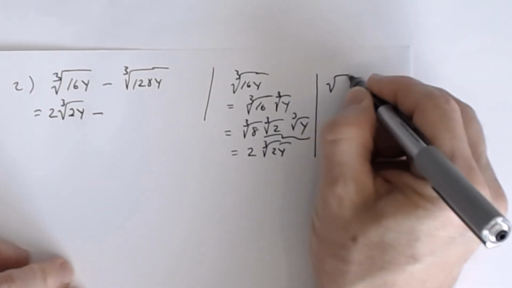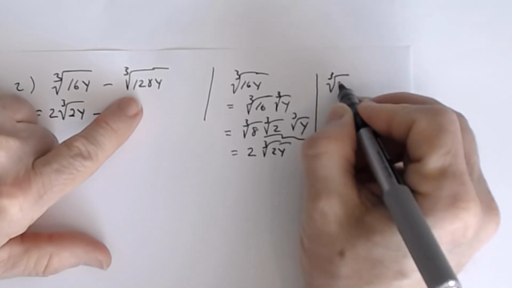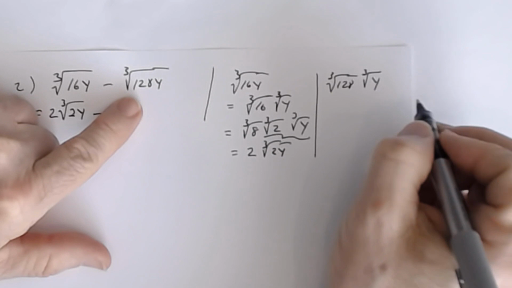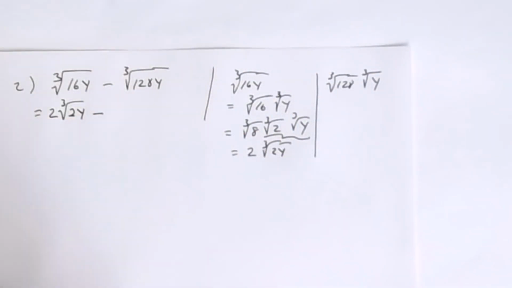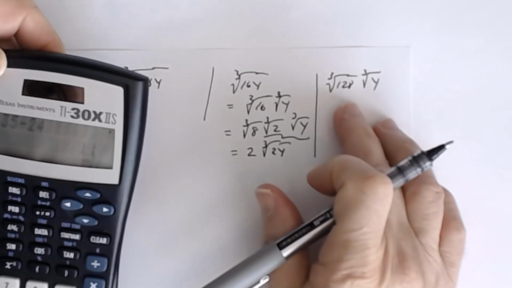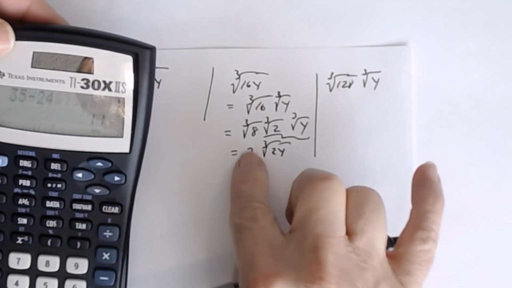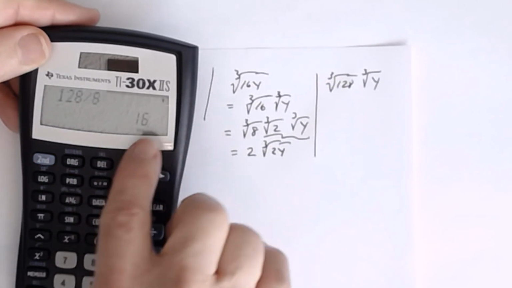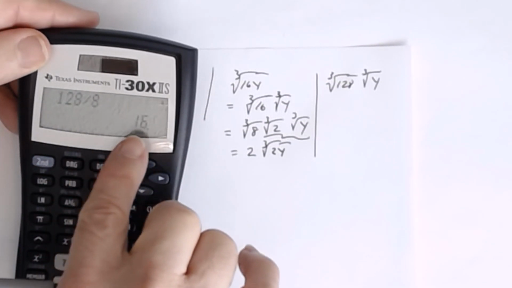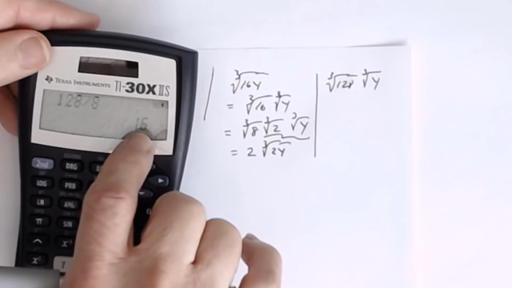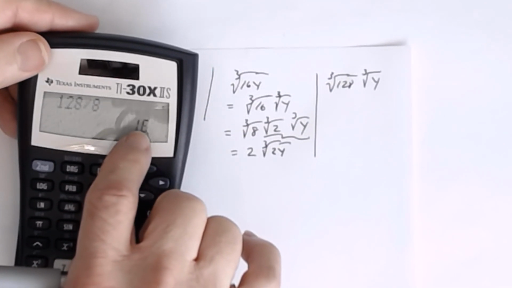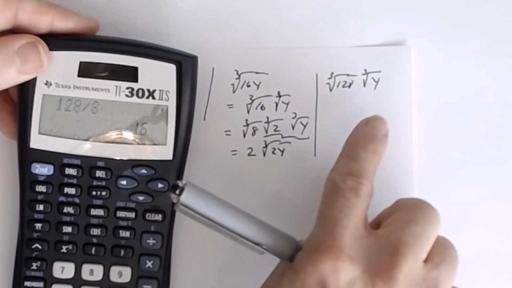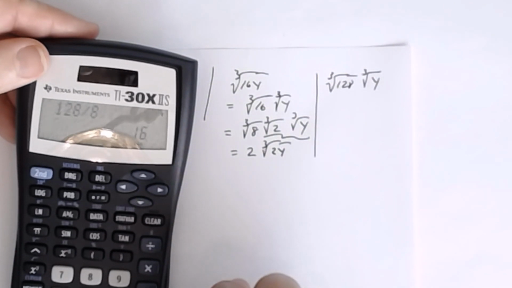For that one, I have the cube root of 128 times the cube root of y. Let's determine the largest perfect cube that goes into 128. You may say, well, let's try 8 again. 128 divided by 8, I get 16. But is 8 the largest? Think of another perfect cube that goes into 16. Doesn't 8 go into 16 as well? So 8 times 8 is 64. So 64 should be the largest perfect cube that goes into 128.